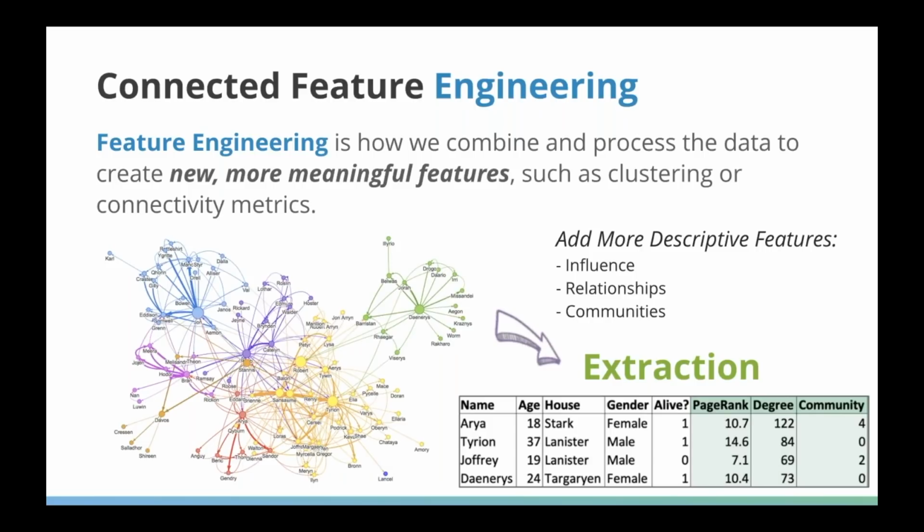And so on the table, we might have a person with some almost property-based information indicating what house they're in, what age they are, what gender they are. The thing we're trying to predict is whether they're alive. And then we've captured the graph-specific features in the last three columns of this feature matrix: the PageRank, the degree, and the community. The idea would be that whatever machine learning model we have would be able to take in this matrix of values and come up with a model, in this case, to predict whether someone is alive or not.